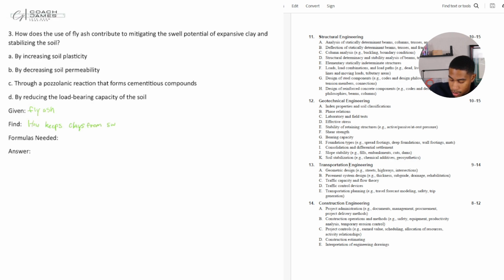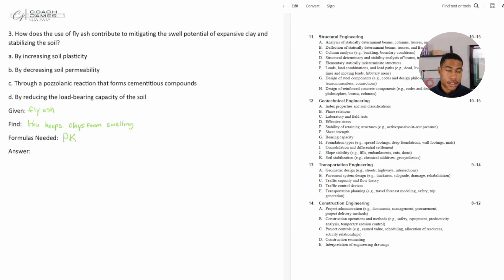from swelling. All right, when clays swell and expand, anything that's above it is not going to know what to do. It's going to cause the foundation to pretty much get screwed up. So yeah, there's going to be an imbalance, right? So you're going to need no formulas for this, but you're going to need some PK, prior knowledge.